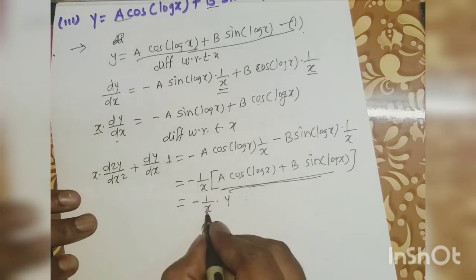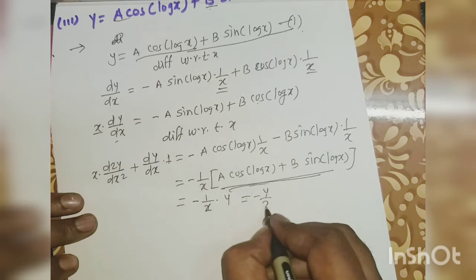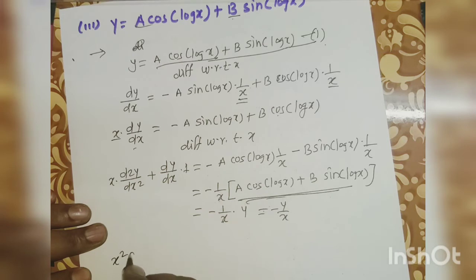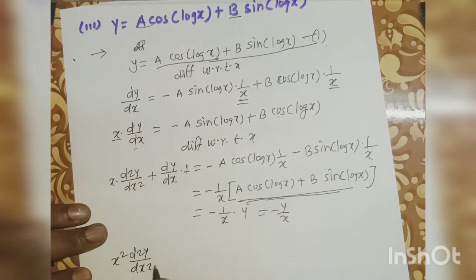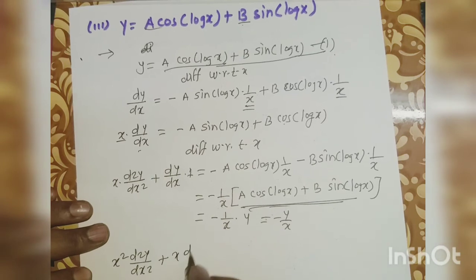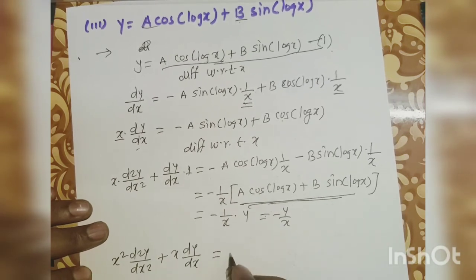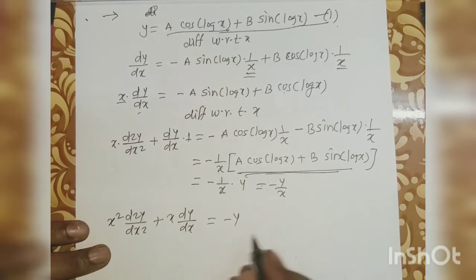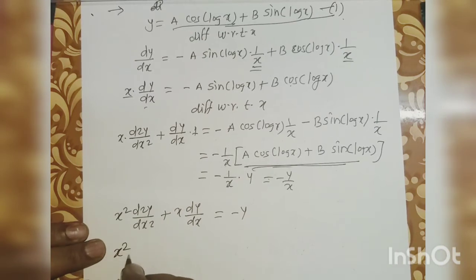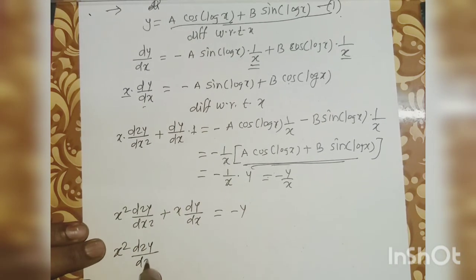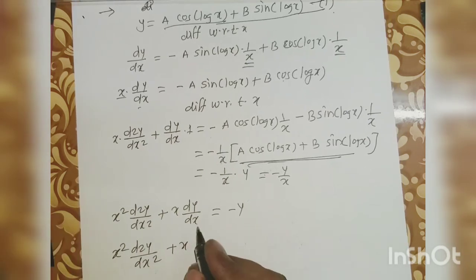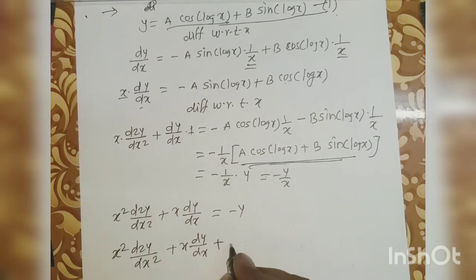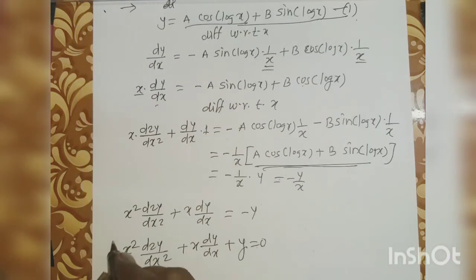then it is equal to minus y by x. Multiplying both sides by x, we get x square d2y by dx square plus x dy by dx is equal to minus y. Multiplying both sides by x, this x cancels, and in the last step we take x square d2y by dx square plus x dy by dx plus y is equal to 0.